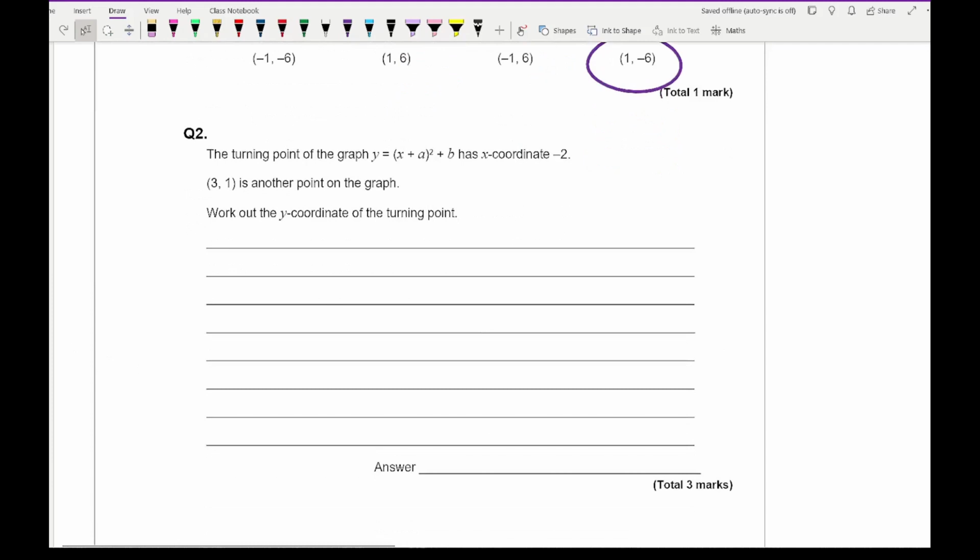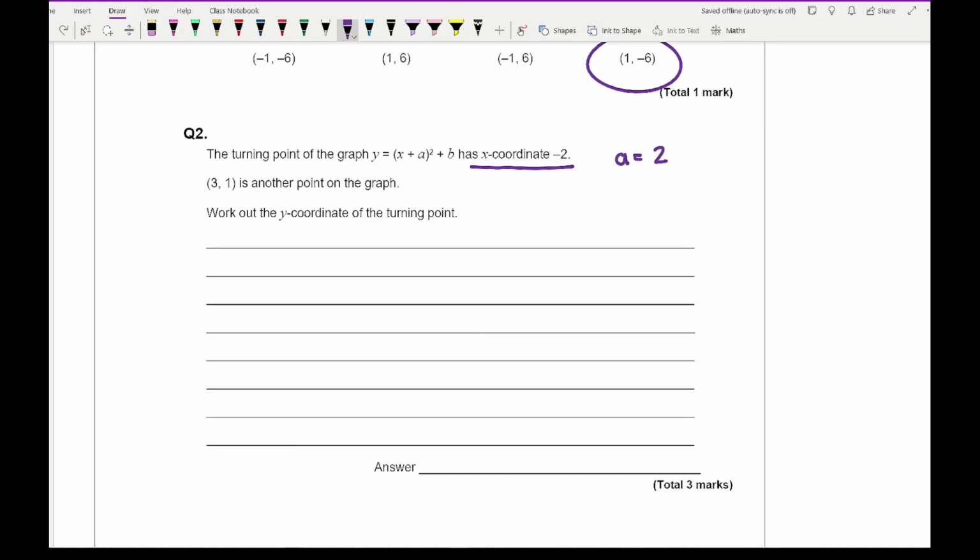Looking at question 2, it says that the turning point of a graph y equals (x + a) squared plus b has an x coordinate of minus 2. (3, 1) is another point on the graph. Work out the y ordinate of the turning point. So for this, basically it's asking us to work out what b is. As the x ordinate equals minus 2, that means that a is going to equal positive 2.